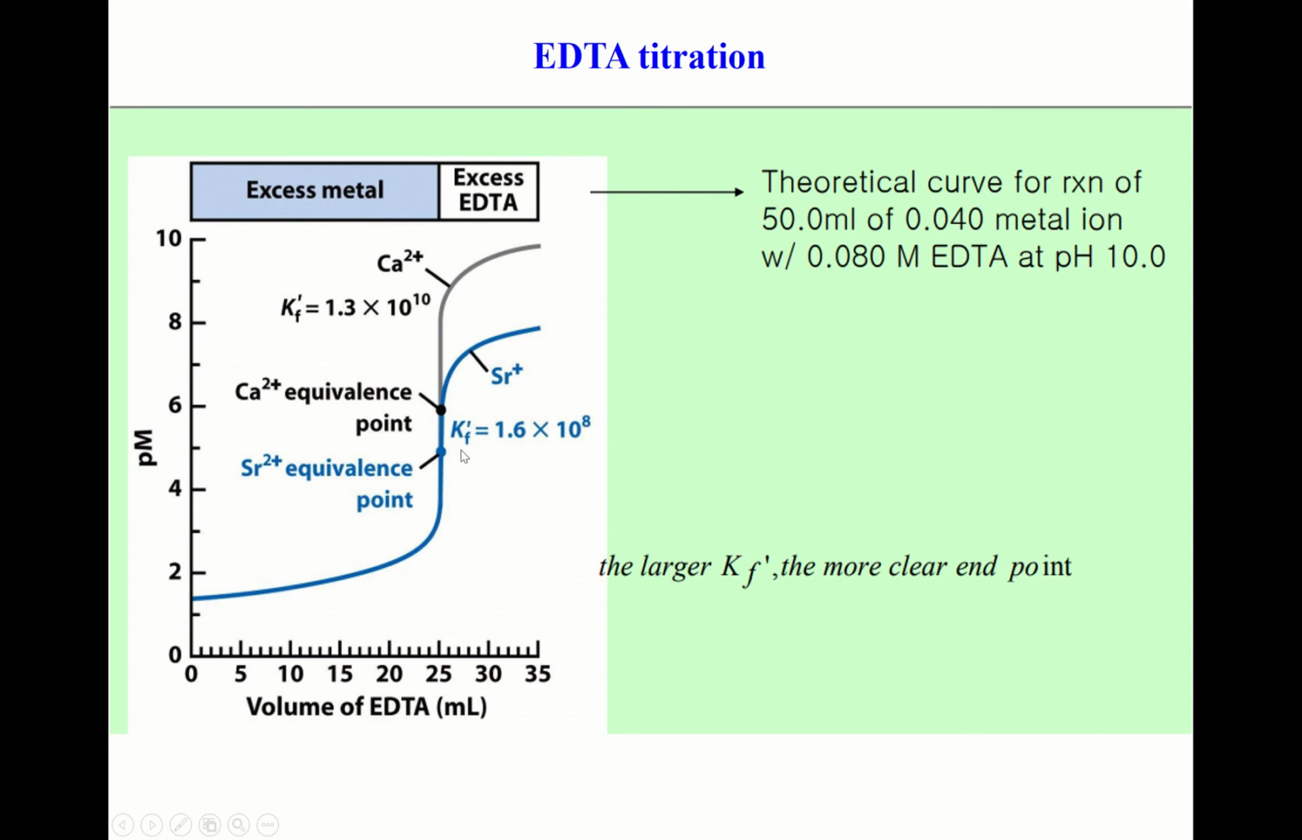If the formation constant is really high, the jump becomes very large, and that means we can lower the solution pH. You understand, right? If the formation constant is really high, it is possible to get this kind of nice titration curve even at very acidic pH. That's the beauty of EDTA titration. All right.